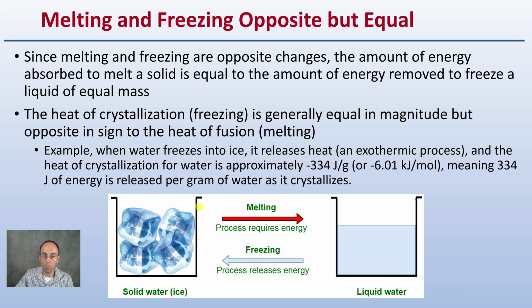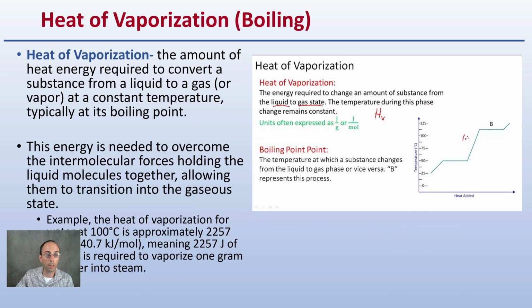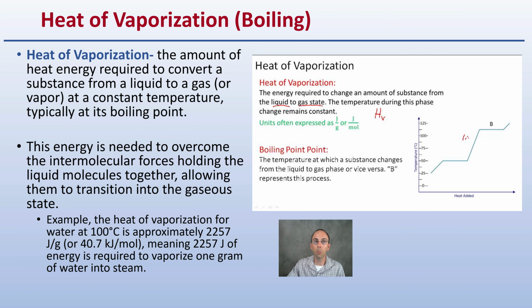So again, the melting process requires energy, and the freezing process releases energy, going from our solid ice to our liquid water phase. Now, looking at the upper end of the curve here, we're looking at heat of vaporization, or boiling. This is the amount of heat energy required to convert a substance from a liquid to a gas or vapor at a consistent temperature, typically at its boiling point. So in this graph example, it would be the horizontal line represented by the letter B here.